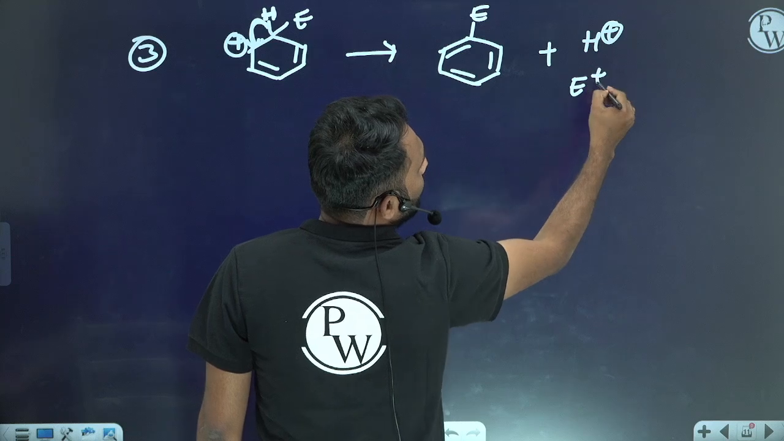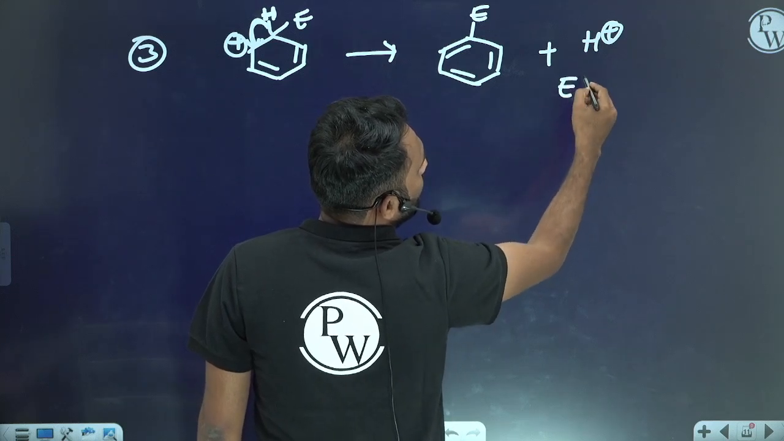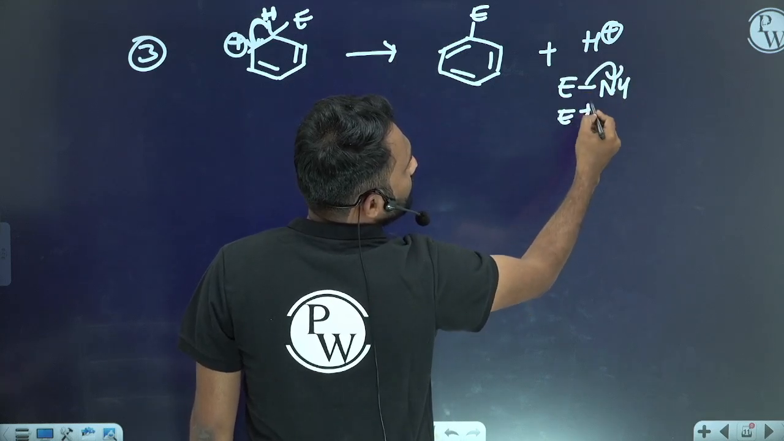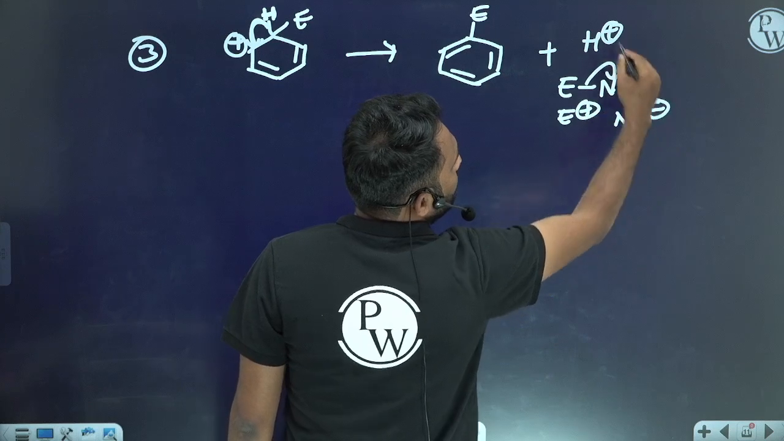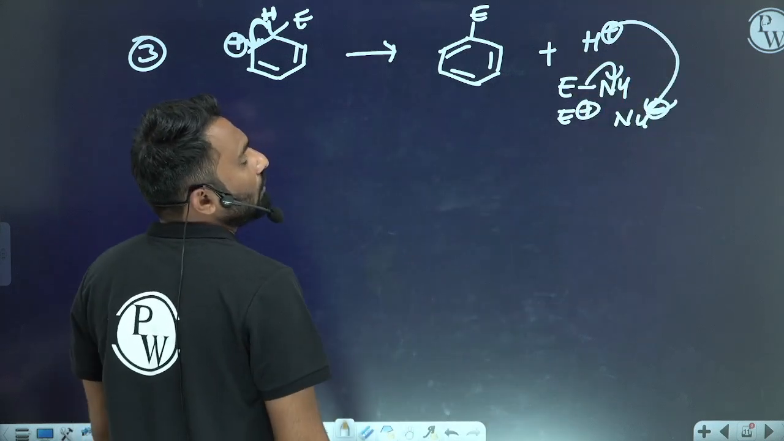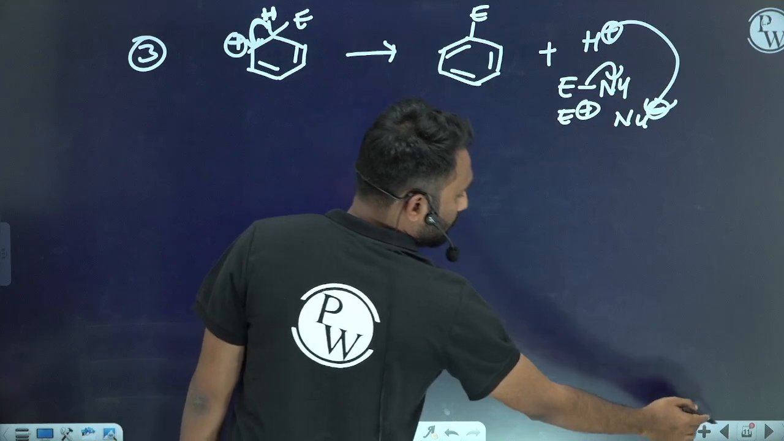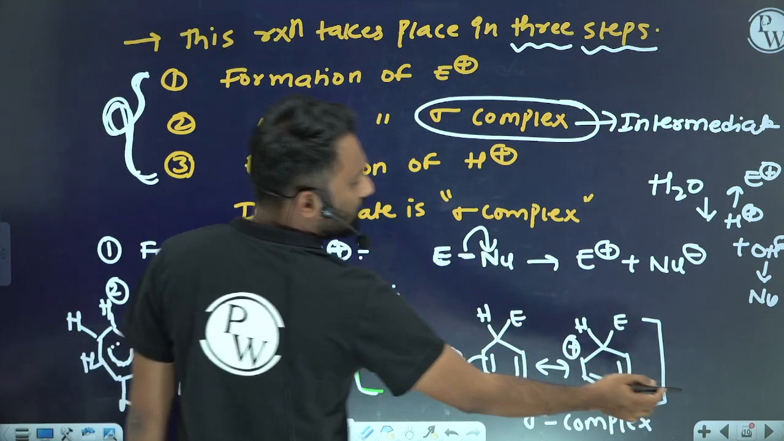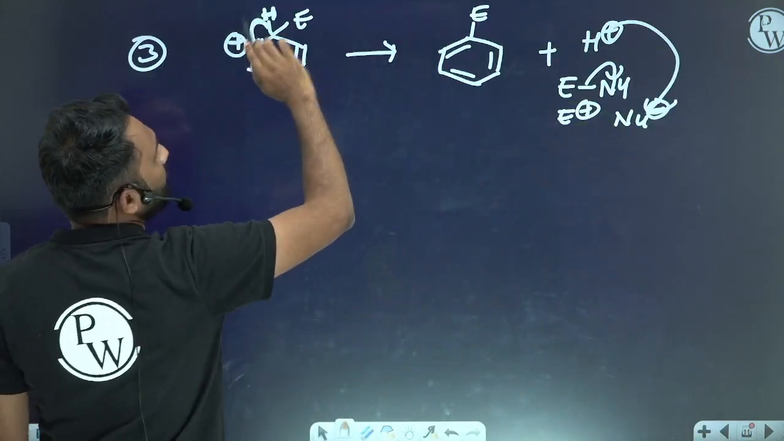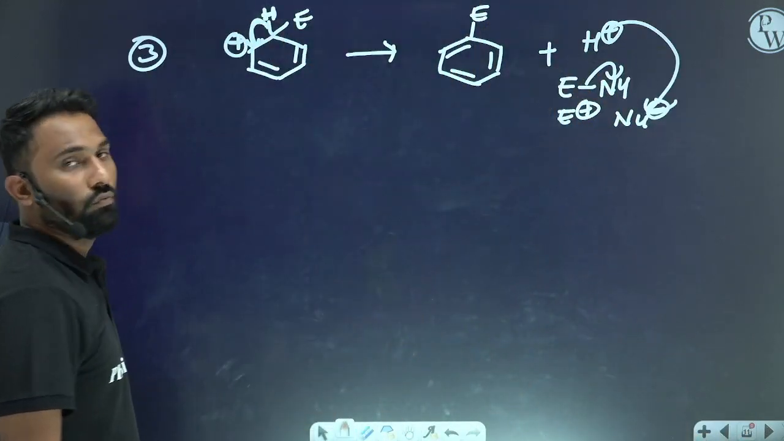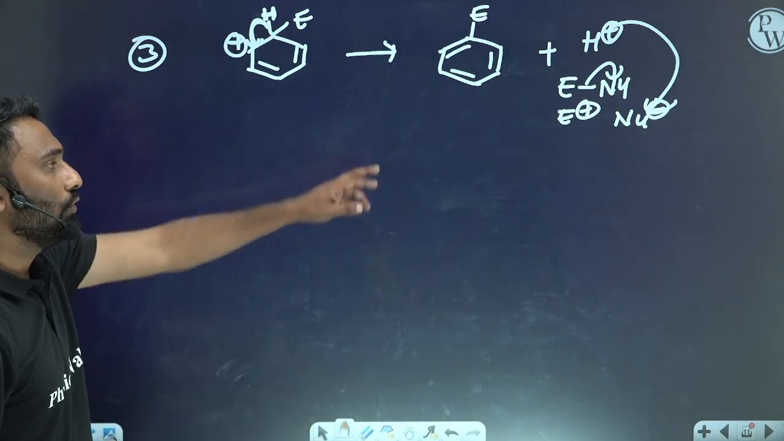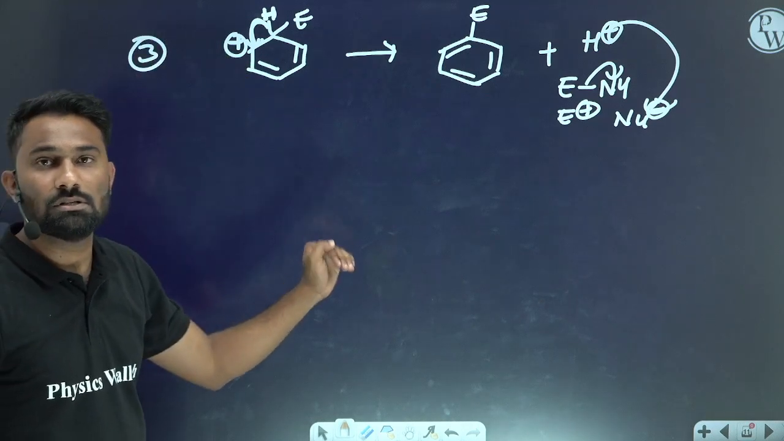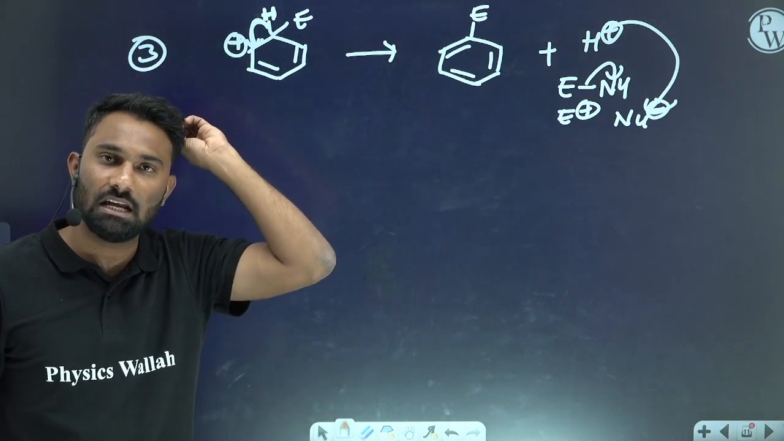Now the electrophile is a positive charge, the nucleophile is a negative charge. This proton will be attacked to whatever nucleophile we have generated here. The proton which is eliminated will go and attack the nucleophile. Clear? Now these are the basic steps for each and every reaction.